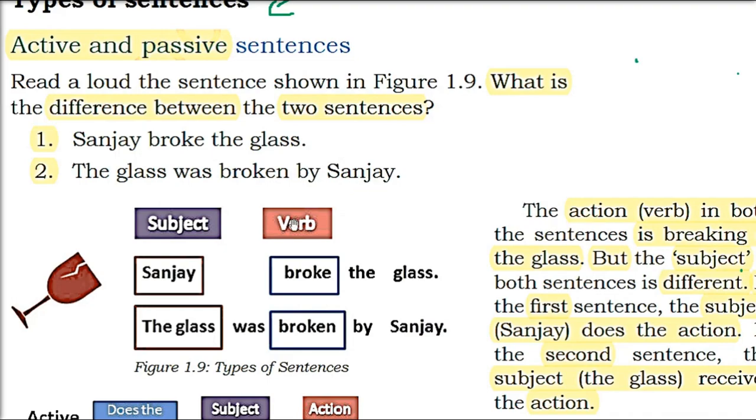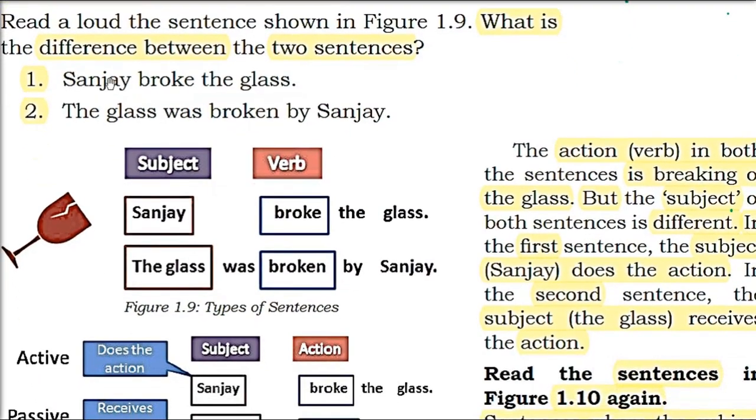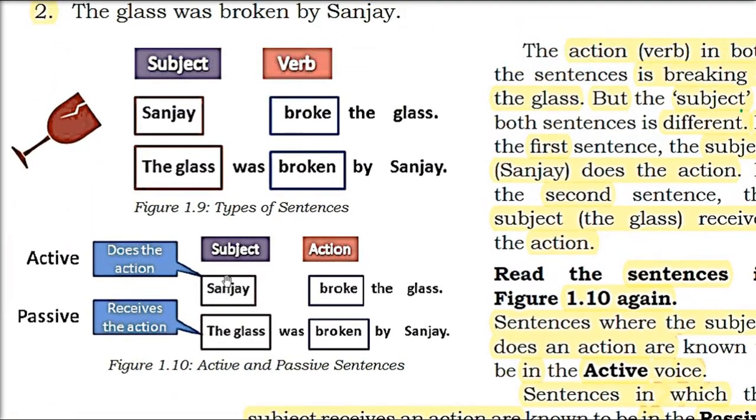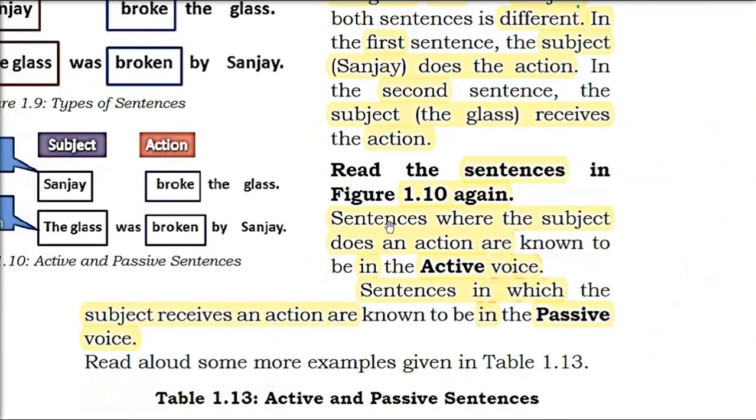So what do you see here is, clearly, Sanjay is the subject here in the first sentence. In the second one, the glass is the subject. Verb is what? Broke. Breaking the glass is the verb. Subject has changed. So active means Sanjay is doing an action and the glass was broken by Sanjay. The subject has changed. The object has become the subject. When it's passive means we have to see it receives an action. The glass is receiving an action.